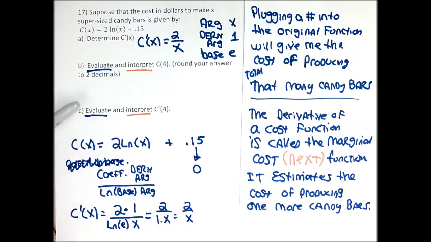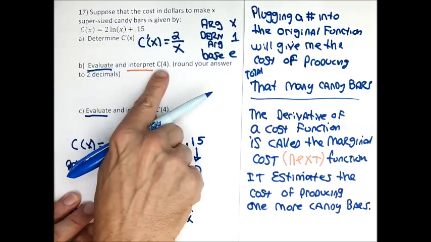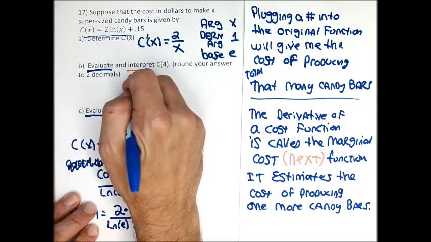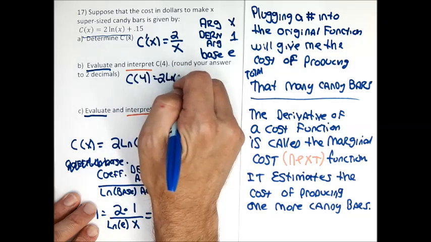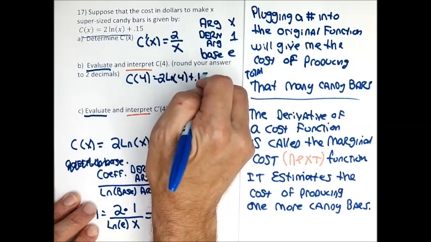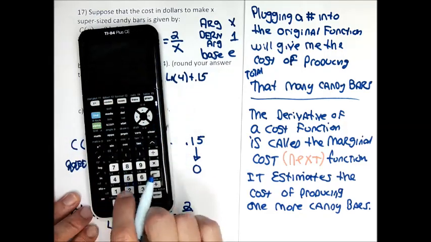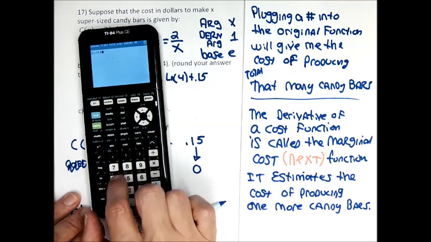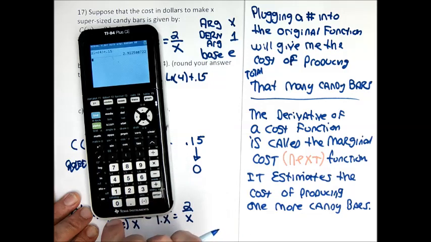So let me do the evaluate and interpret. Part B, I just need the original function because there's no little prime next to the 4. So I'm going to use this function and go C of 4 equals 2 times the natural log of 4 plus 0.15. I'm going to round to 2 decimals because this is the cost of candy bars, which is money. So I'm going to go 2 natural log of 4, close out my parentheses, plus 0.15. And I'm going to round that to $2.92.